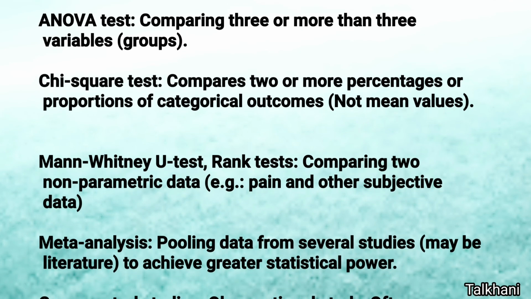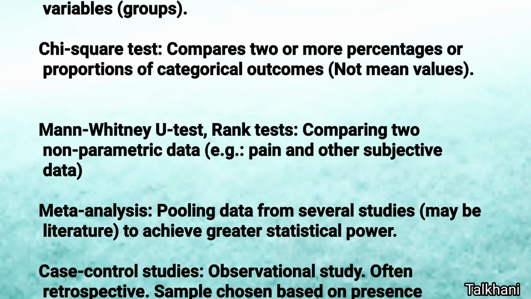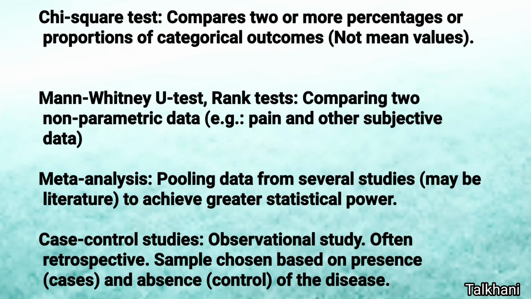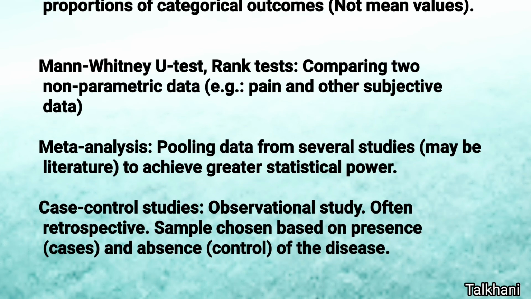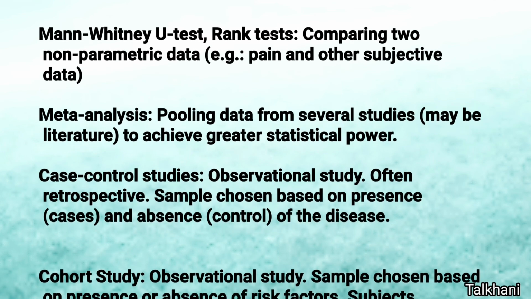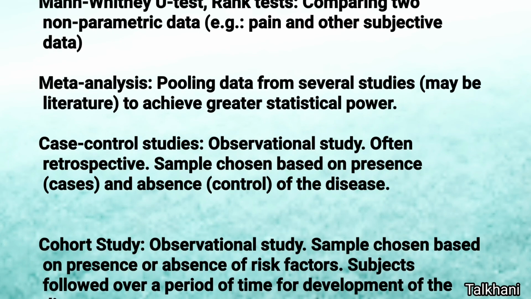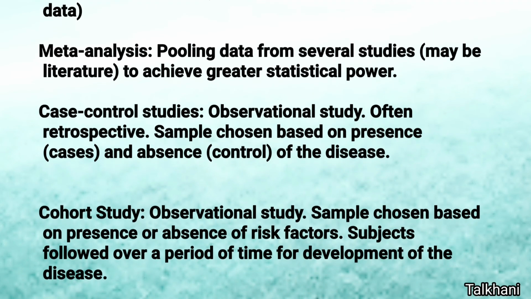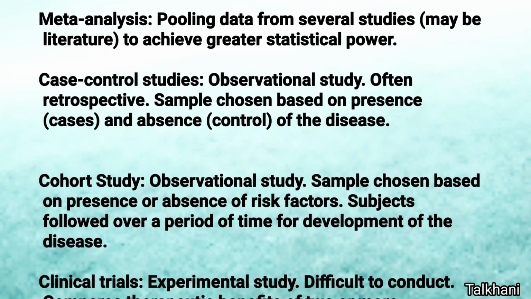If there are 3 or more than 3 variables of parametric data to compare, ANOVA test is used. Chi-square test compares 2 or more percentages or proportions of categorical outcomes. These are not mean values. Mann-Whitney U-test, rank tests are used to compare two non-parametric data like pain and other subjective values. Meta-analysis is carried out by pooling data from several studies, maybe literature search, to achieve a greater statistical power.